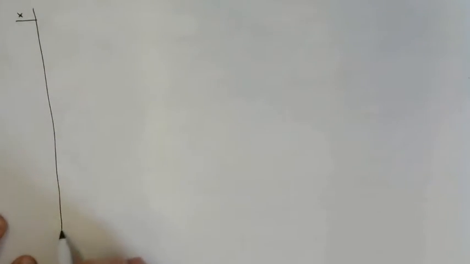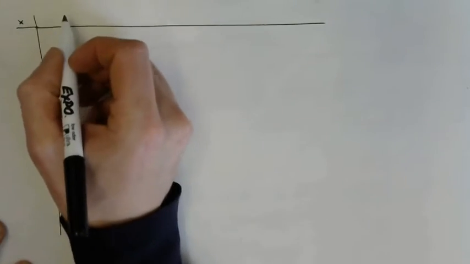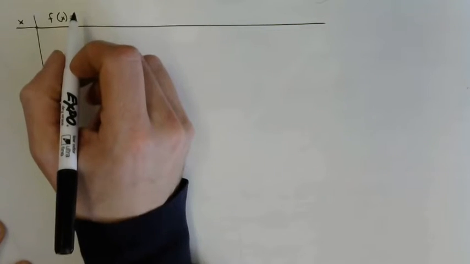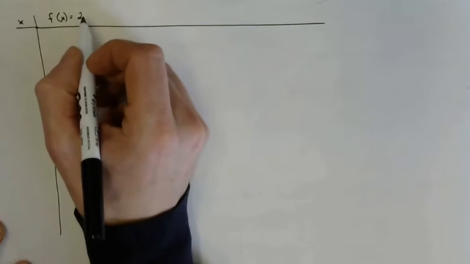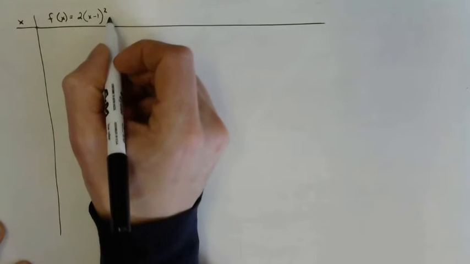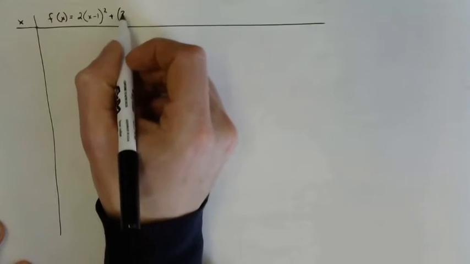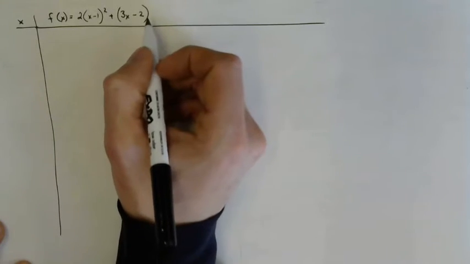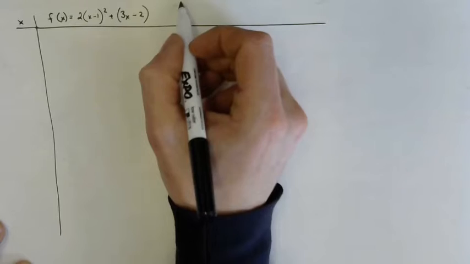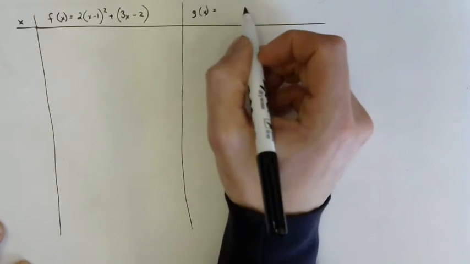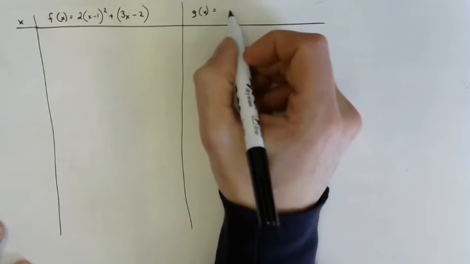We're going to put a value of x in there, and we're going to find out what f of x is equal to. The functions are given for you there. I'm going to copy them down. You can double check that I've done that properly. f of x is 2 times (x minus 1) squared plus (3x minus 2). And our other function is g of x, which we are told is 2x squared minus x.